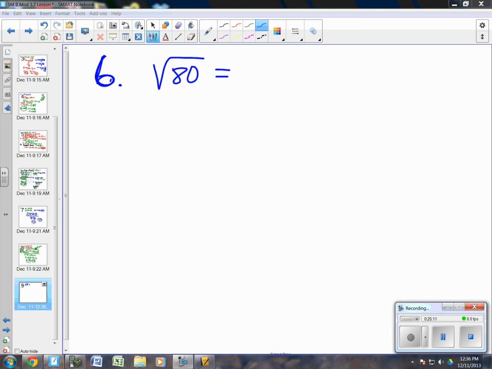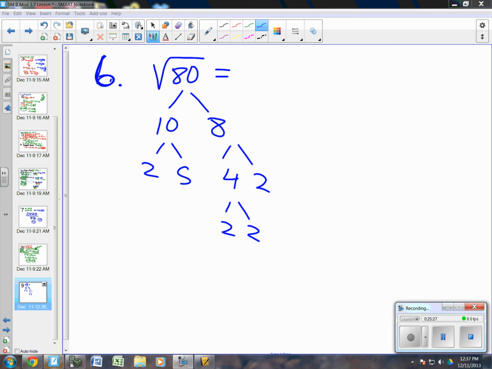I break it down into its prime factors. What's two numbers I can times together and get 80? 10 and 8? I like 10 and 8. How about 10? 2 and 5. How about 8? 4 and 2. Okay, so I've got every one of these numbers. 2, 5, 2, 2, and 2 are all prime factors, right?